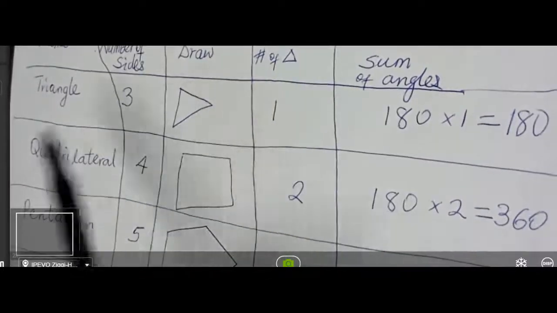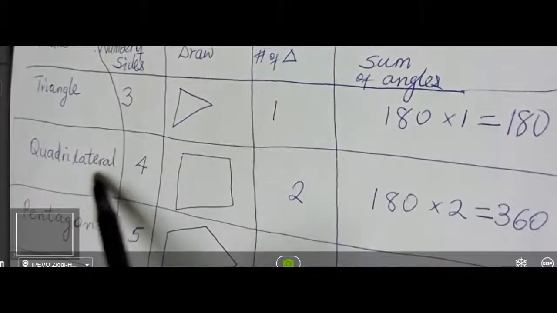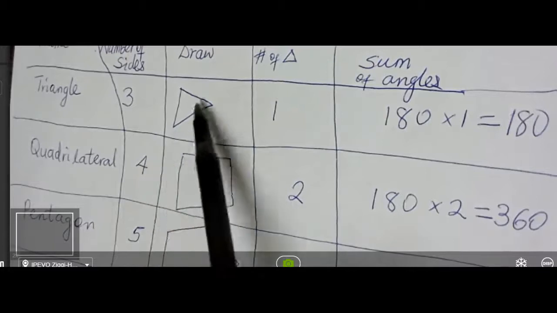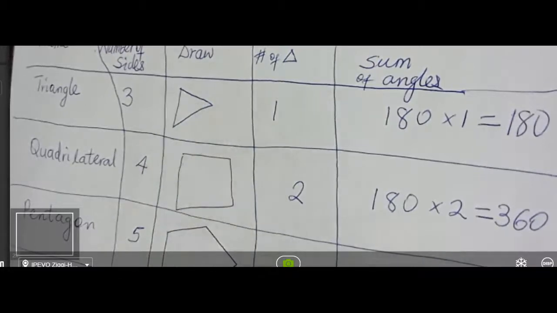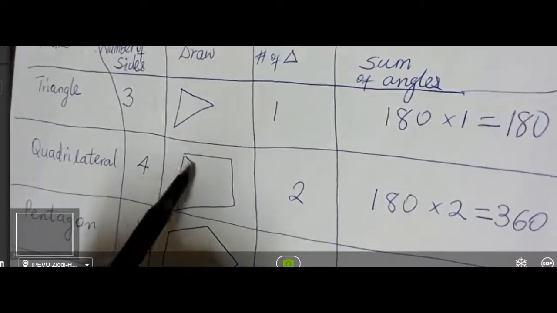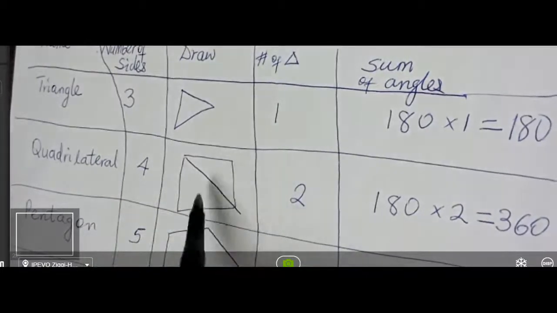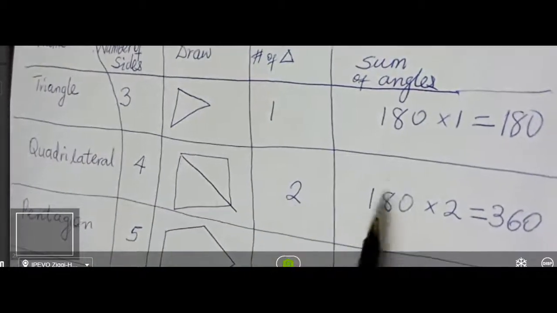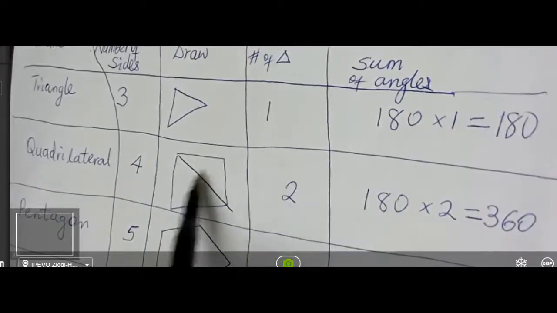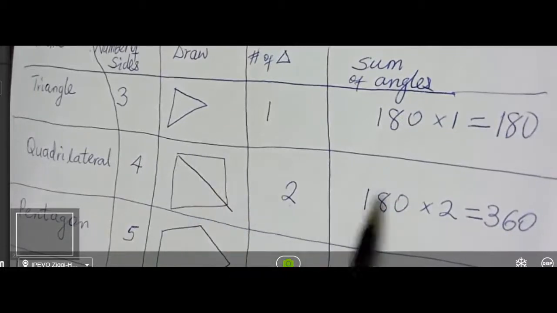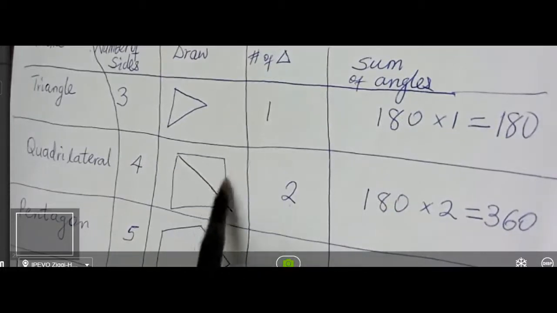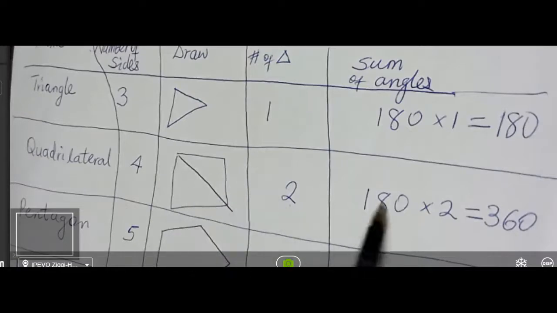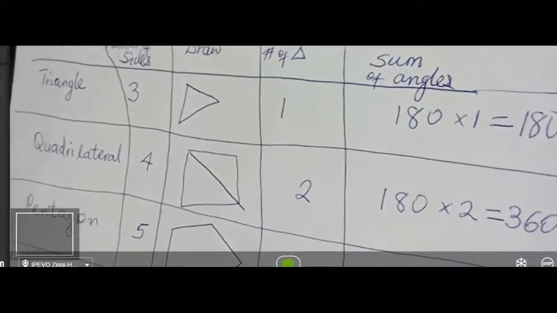So we follow that pattern to see how a quadrilateral with 4 sides works. How many triangles can we make out of a quadrilateral? If we cut along the diagonal, that would be 2. There will be 2 triangles. So to find the sum of angles of a quadrilateral, we multiply 180 by 2, and we get 360.